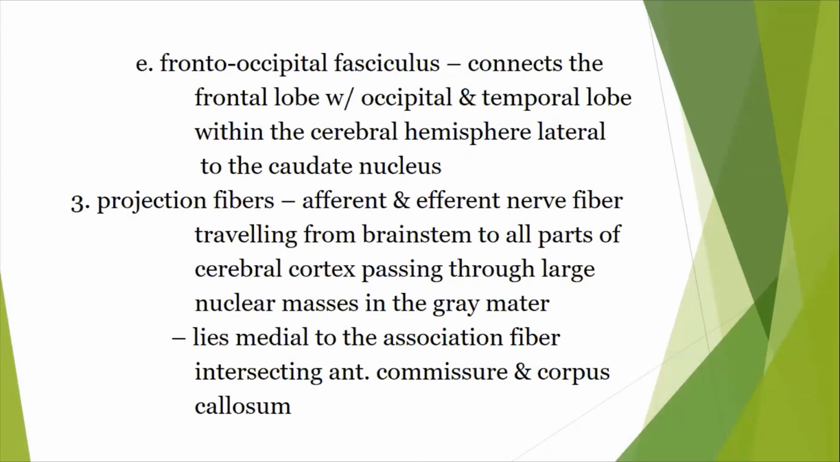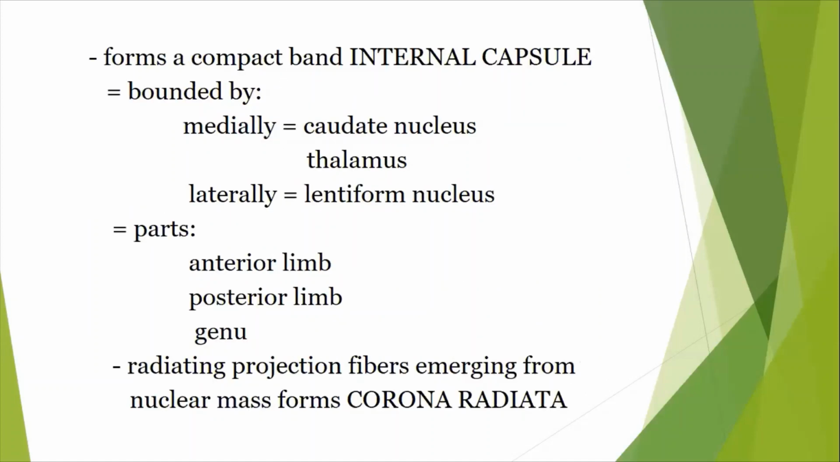Then you have another, the projection fibers. You have afferent and efferent nerve fibers traveling from the brainstem to all parts of the cerebral cortex, passing through large nuclear masses in the gray matter. This lies medial to the association fibers, intersecting the anterior commissure and the corpus callosum. This will form a compact band, the internal capsule, which will be bounded medially by your caudate nucleus and the thalamus, and laterally by the lentiform nucleus.